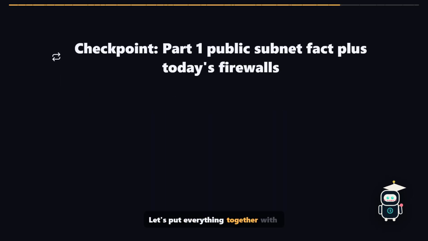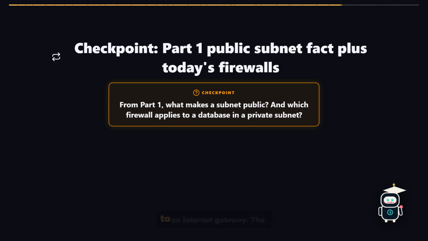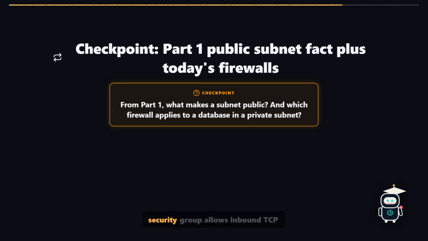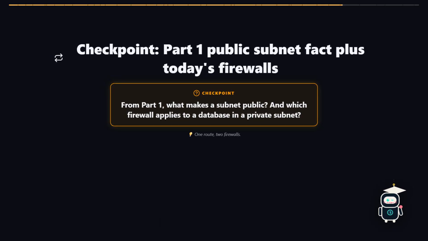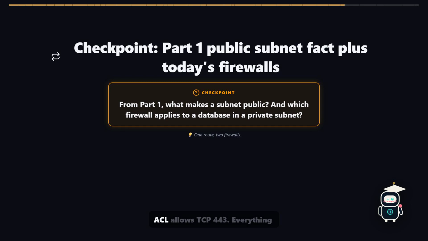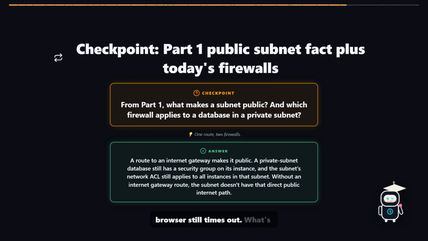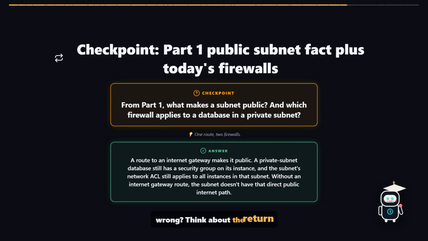Let's put everything together with a troubleshooting challenge. You have a public EC2 web server. Its subnet has a route to an internet gateway. The security group allows inbound TCP 443 from the internet. The Network ACL allows inbound TCP 443. And the outbound Network ACL allows TCP 443. Everything looks correct, but users connect to the website and the browser still times out. What's wrong? Think about the return trip.